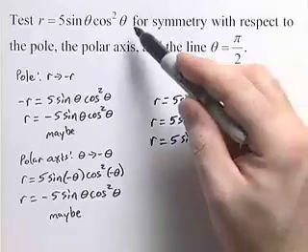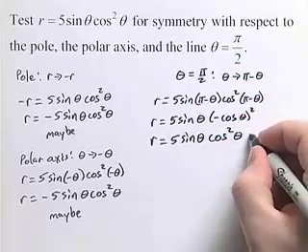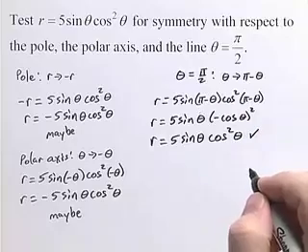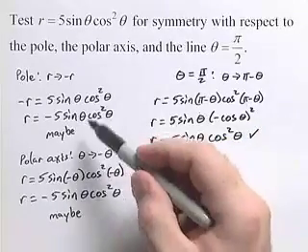This is the same equation that we started with, so we know that there is symmetry with respect to the line theta equals pi over 2. We still can only say that it might be symmetric around these other two.